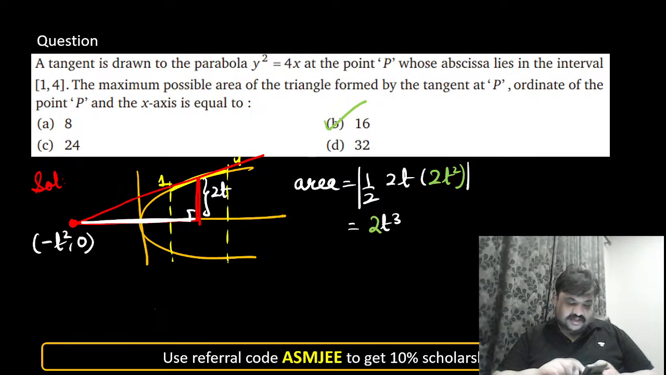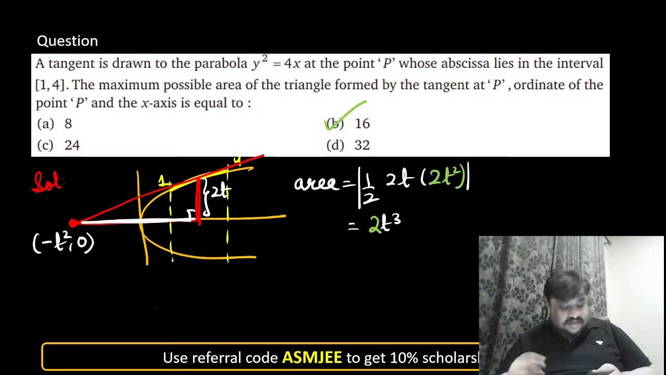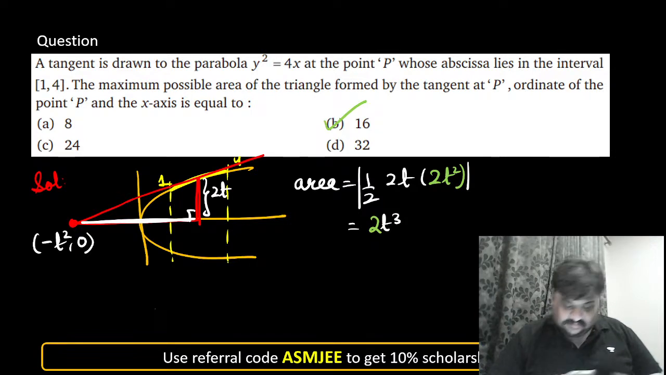Put the maximum value of t. Subtangent, focus or vertex. Subtangent never has any connection with focus or vertex.